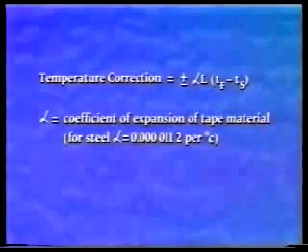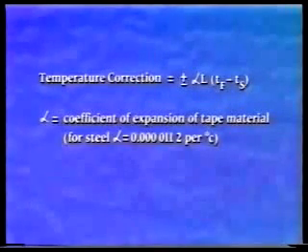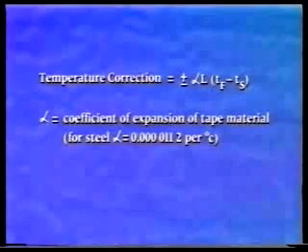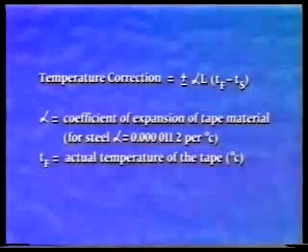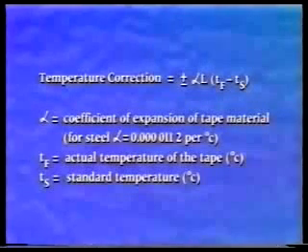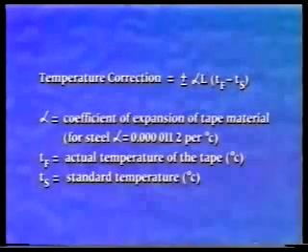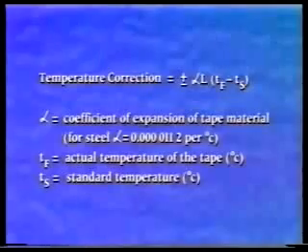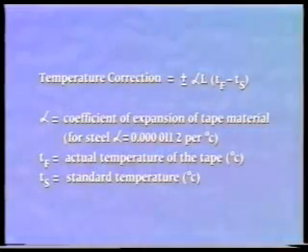For a line measured as L, this is given by alpha L multiplied by (TF minus TS), where alpha is the coefficient of expansion of the tape material, typically 0.0000112 per degree C for steel. TF is the actual temperature of the tape, and TS is the temperature at which the tape was calibrated. The temperature correction can be positive or negative depending on the values of TF and TS.